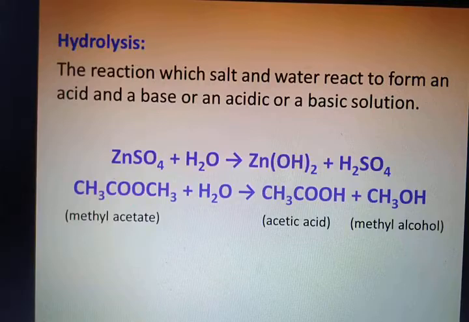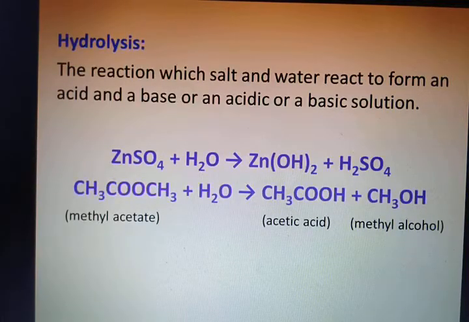The next is hydrolysis. This is a reaction where salt and water react to form an acid and a base, or an acidic solution or a basic solution. Hydrolysis is basically the reverse of the neutralization reaction. So if you notice the first one, zinc sulfate plus water. Zinc sulfate is salt, water is water. Zinc hydroxide is a base, and H2SO4 is an acid. So base and acid formation.